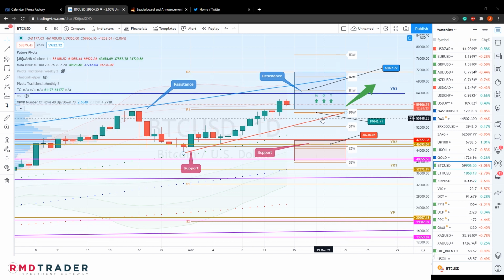69,500. We have some support near the weekly pivot at 57,000, with a break below that diagonal possibly seeing price move back into the area of support as highlighted on the screen near 46,200. That concludes our technical market overview.